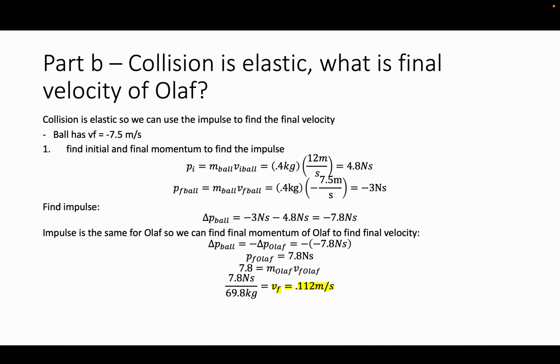So the final momentum of Olaf, because he started with 0, is just plus 7.8 newton seconds. Now, to find Olaf's velocity, we just divide by the mass of Olaf, which is 69.8 kilograms. When we do that, we get 0.112 meters per second. This makes sense. He was pushed in the opposite direction that the ball ends up going, because the ball bounces off. Again, very low velocity, but more than the inelastic collision, which is because it's bouncing off, and so there's greater impulse.